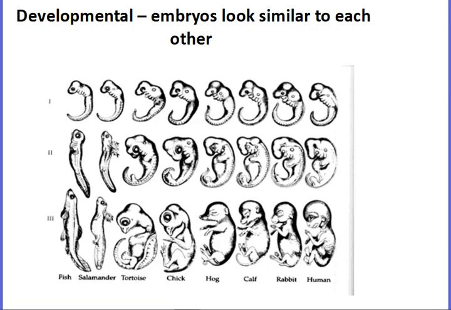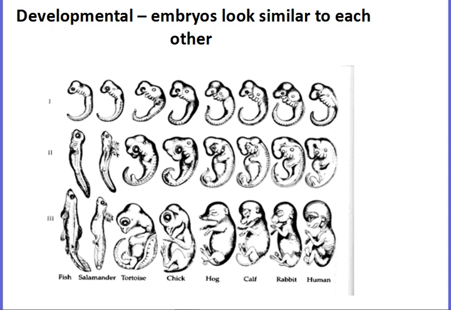Developmental or embryological similarities: when scientists look at embryos and they can see a similarity, it indicates that there is some common ancestry. So if we look at the very earliest stages of embryo development here across, these all look pretty similar. If we look down here at the bottom, we can tell that this first one is a fish, this is a salamander, a tortoise, a chick, a hog, a calf, a rabbit, and a human. So this is the very earliest stage of embryo development, and a little further along you can start to see that things are starting to look significantly different.